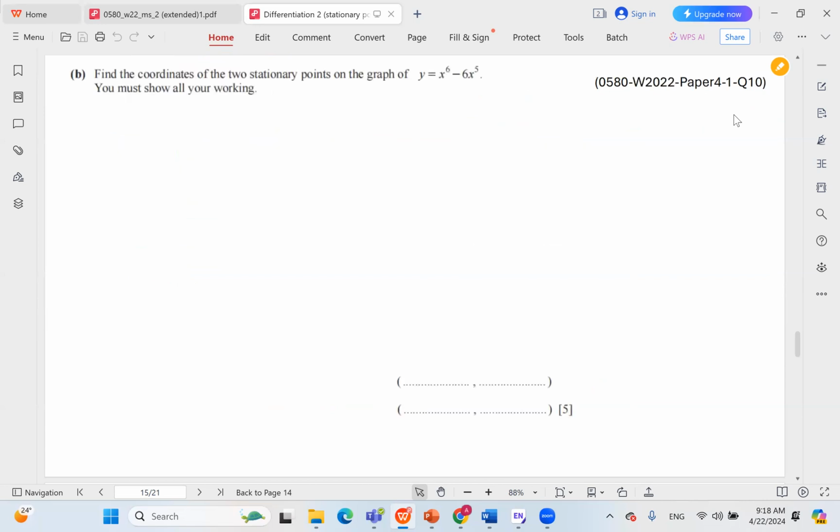Find the coordinates of the 2 stationary points on the graph of y equals x power 6 minus 6x power 5. You must show all your working. So again, this is a stationary point problem. So we have to write here y dash equals 0. And we have to differentiate. So y dash equals 6x power 5 minus 30x power 4. And this is equal to 0.